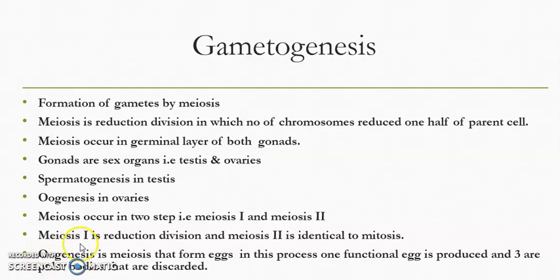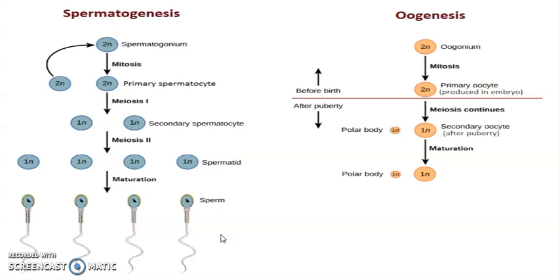Next, what products do we get at the end of spermatogenesis and oogenesis? In case of spermatogenesis, we get four products, four sperms, all are functional, but in case of oogenesis, only one egg is functional and the other three are the polar bodies.